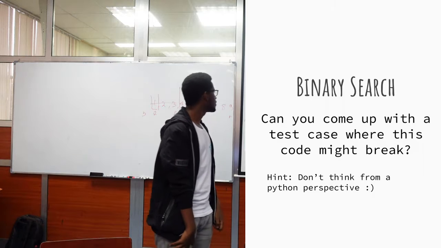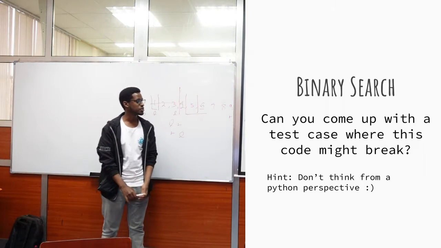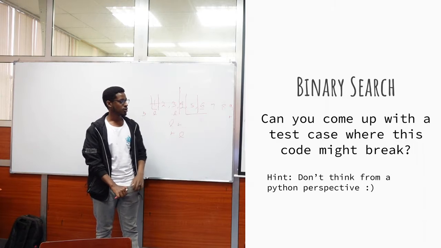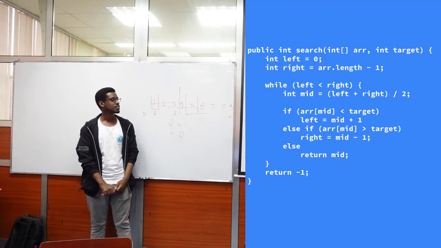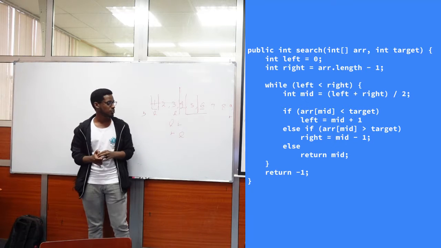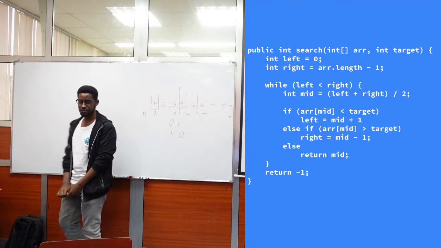Okay, this is a fun teaser. Given this binary search implementation, can you come up with a test case where this code might actually break? I'm going to give you guys a couple of minutes. Also, as a hint, don't think from a Python perspective.